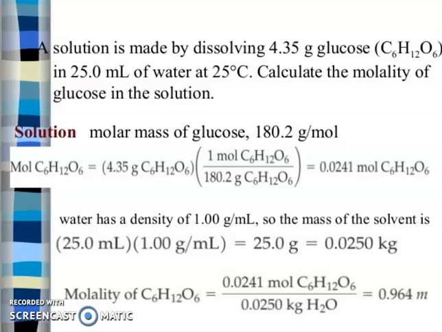So the mass of the solvent is 25 ml multiplied by 1.00 gram per ml, which is equal to 25 grams, which is equal to 0.0250 kg. So molality of C6H12O6 is equal to 0.0241 moles glucose divided by 0.0250 kg water, which is equal to 0.964 molal.